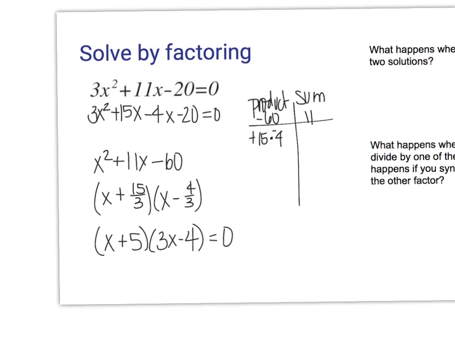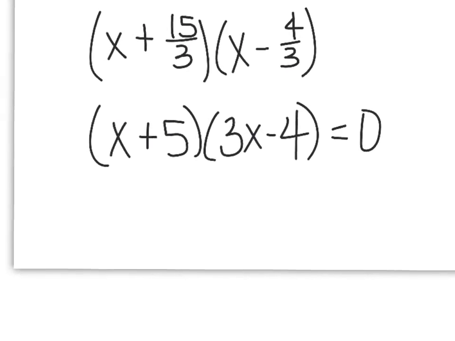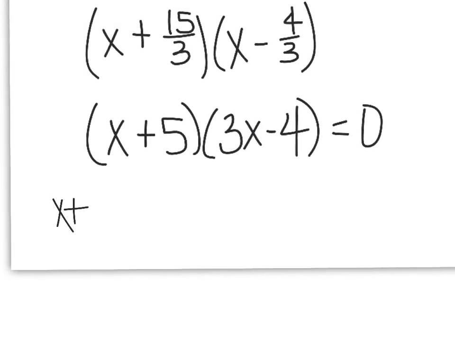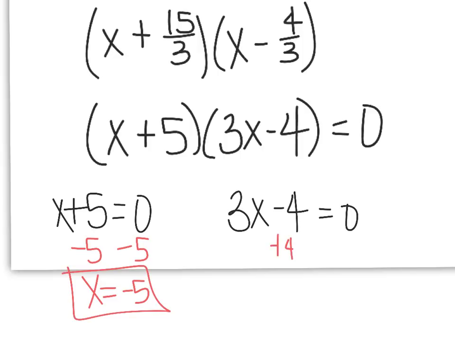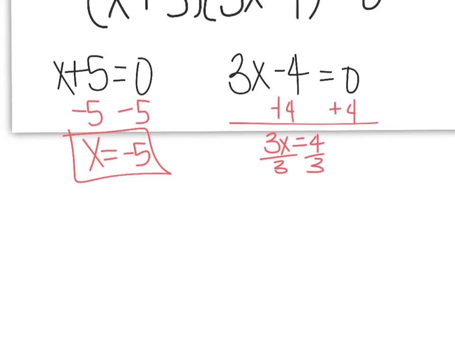And if I'm solving by factoring, that means I'm taking each of my factors, x plus 5 and 3x minus 4, and I'm setting them equal to 0 and solving. So I would subtract 5 from both sides, and I'm going to get x equals negative 5 for one of my answers. And then I'm going to add 4 to both sides, so I get 3x equals 4. And then divide by 3, and I get, for my second answer, x equals 4/3. So these would be my two solutions.